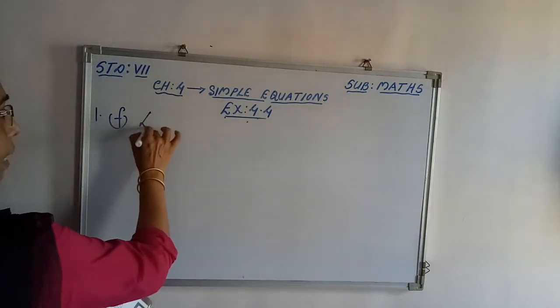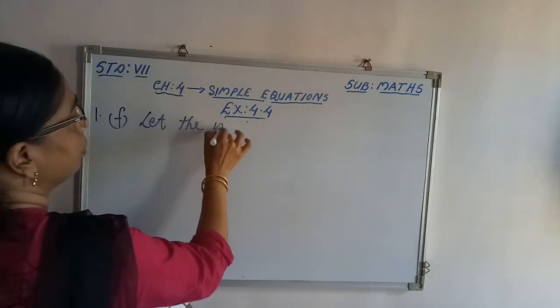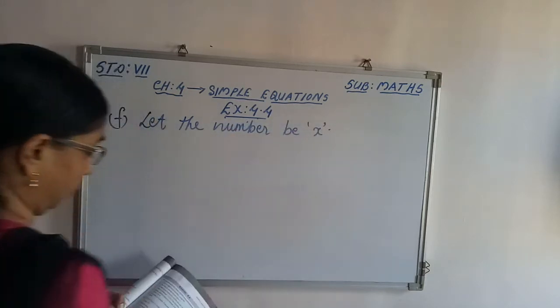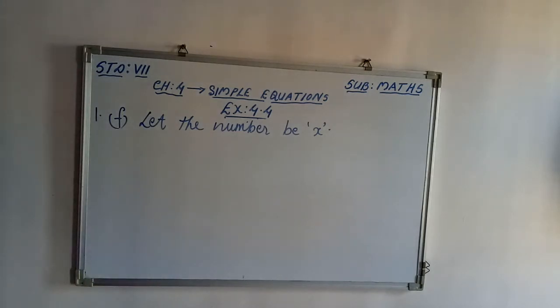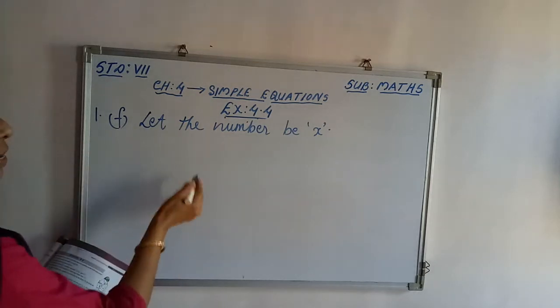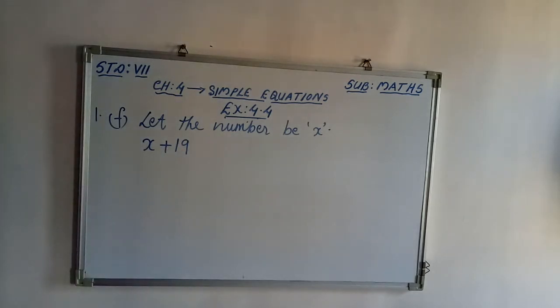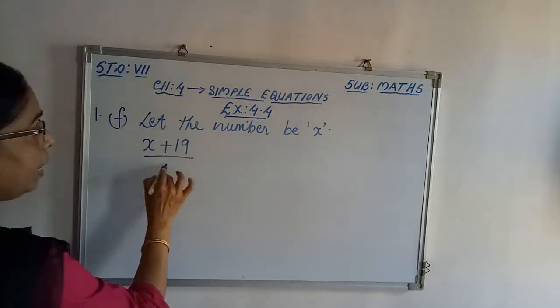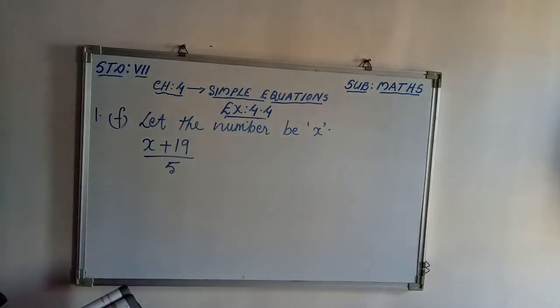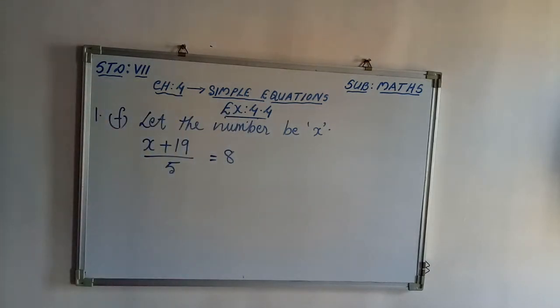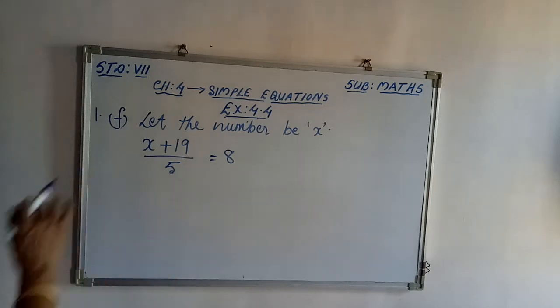So we can write, let the number be x, and if she adds 19 to it. So with the number, what is she doing? When 19 is added to the number, what she gets is x plus 19, and divides the sum by 5. So she is dividing this sum by 5. What answer does she get? She gets 8. So this is the equation. Now we can solve this.